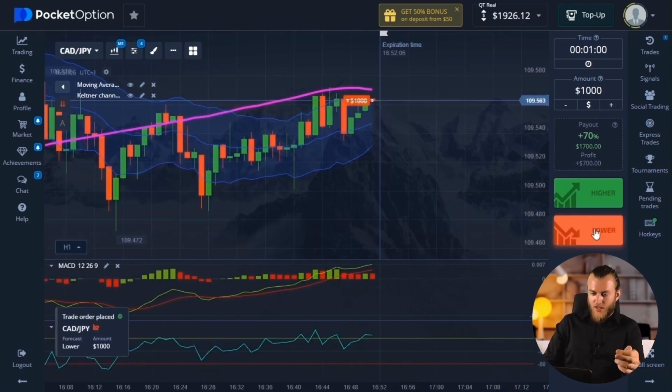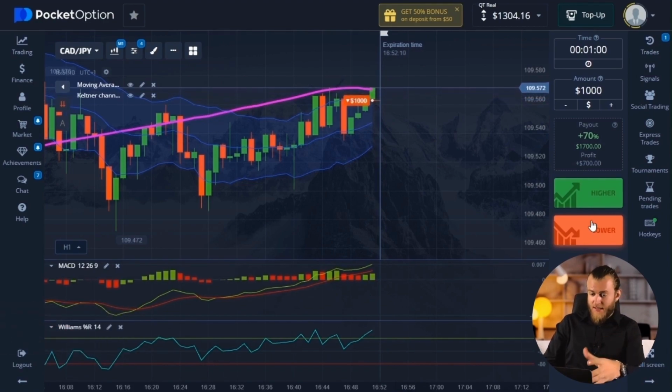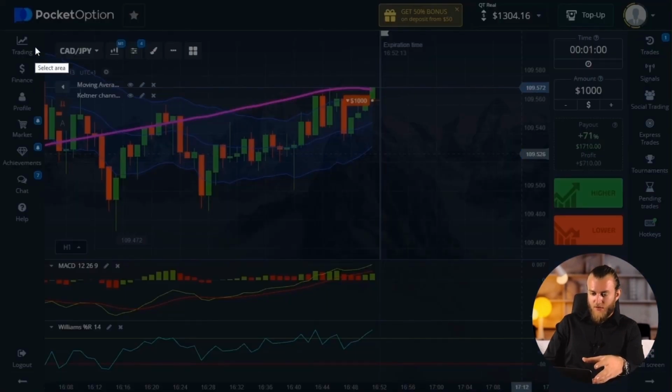Here we have the CAD and JPY currency pair on the agenda. I also trade this pair when it's declining. If I'm not mistaken, all deals today except one were opened by me for a decrease.